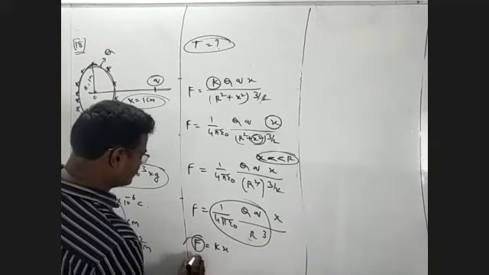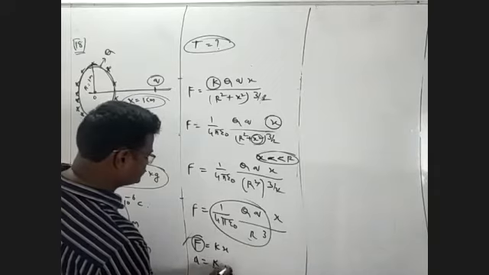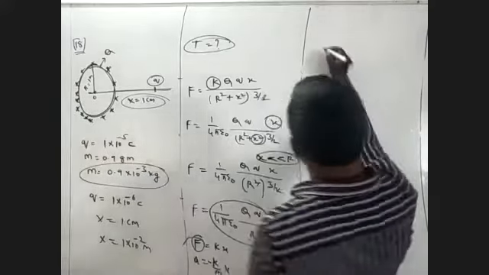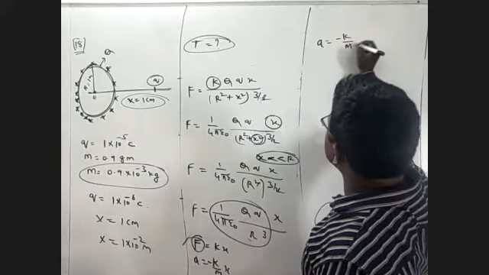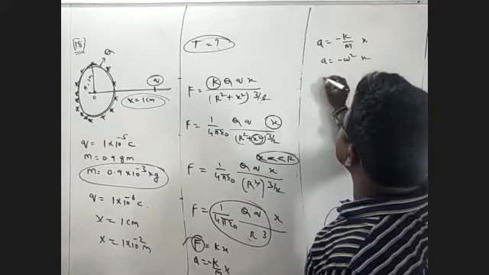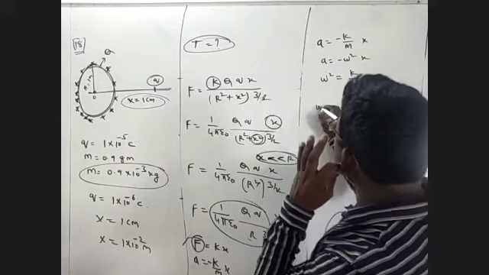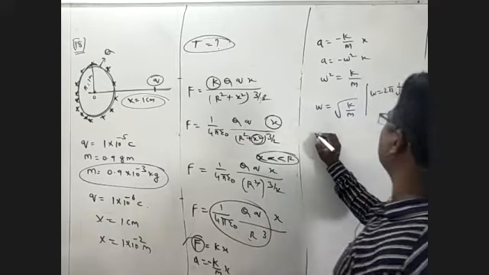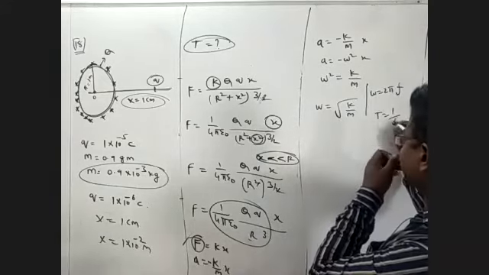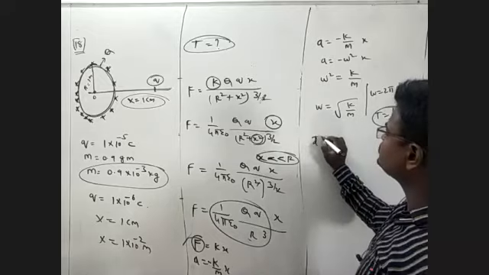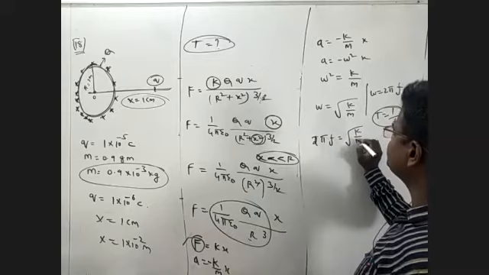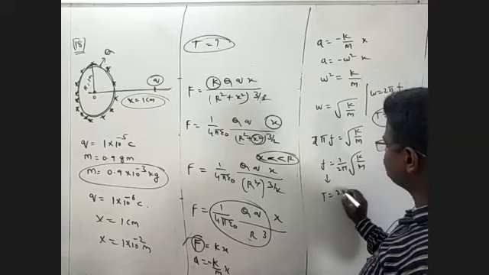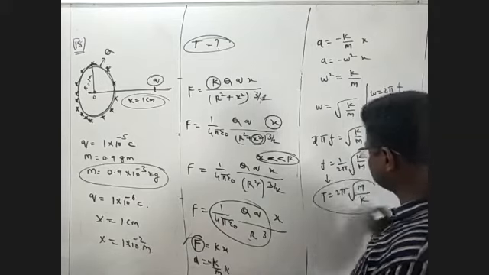F means ma, so a is equal to k by m times x. Force and displacement are in opposite directions, so compared to a equals minus omega square x, we get a equals minus k by m x. So omega square is equal to k by m, and omega is equal to root of k by m. Omega is 2 pi f, and T is equal to 1 by f. So f is equal to 1 by 2 pi root of k by m, and T is equal to 2 pi root of m by k. This is the time period.